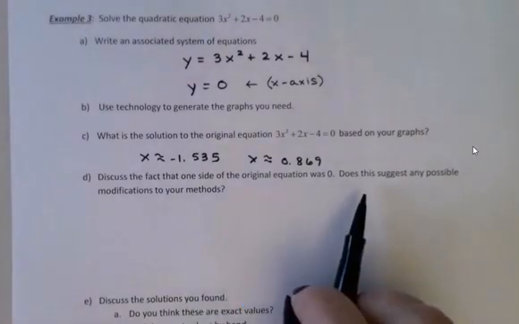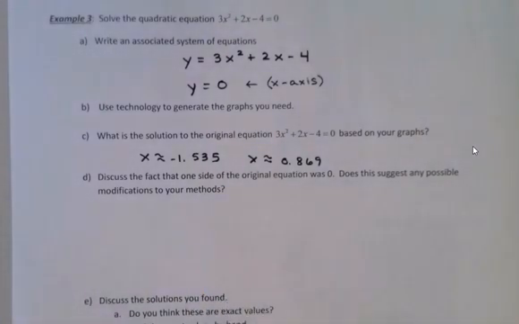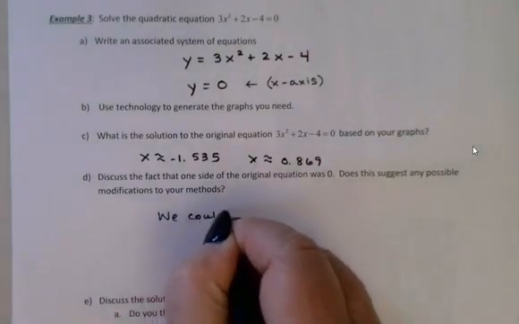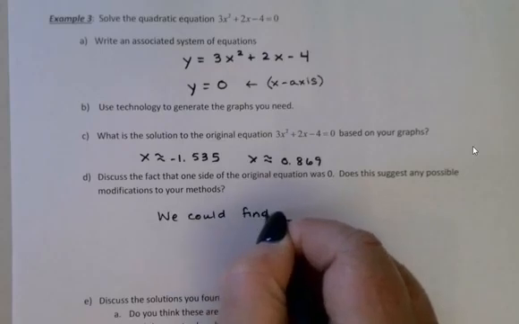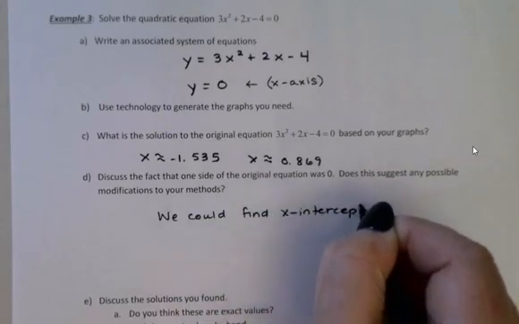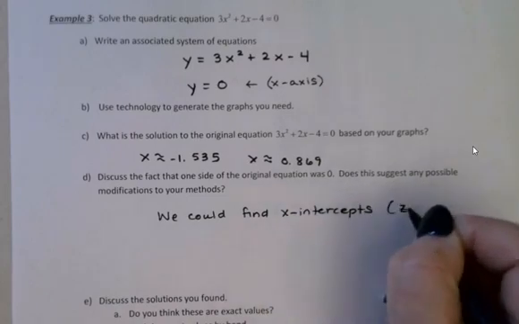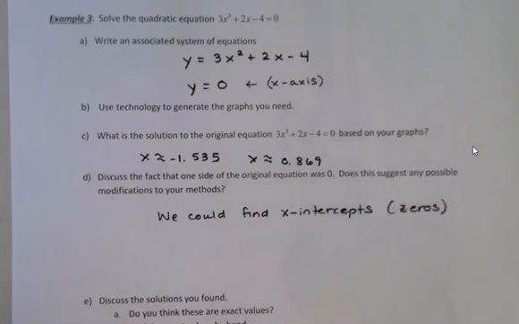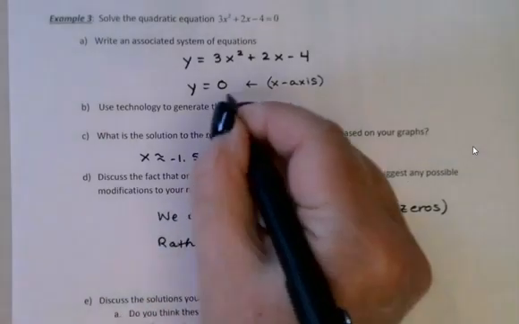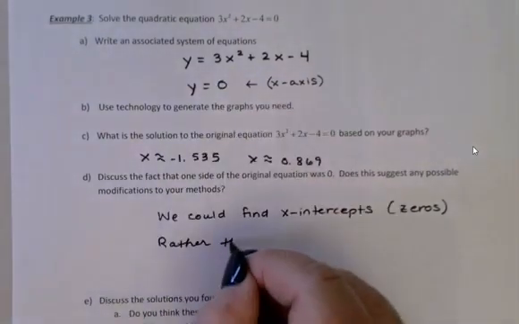And again, this is just what we talked about. When one side was equal to 0, we really could just find the x-intercepts, what we often called the zeros of the function, rather than actually graphing the second equation, the y equals 0.